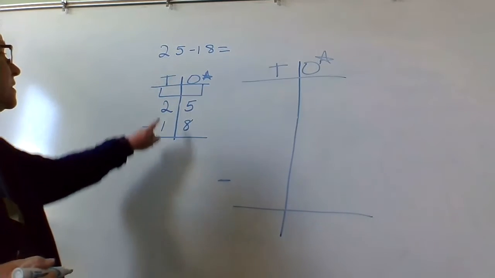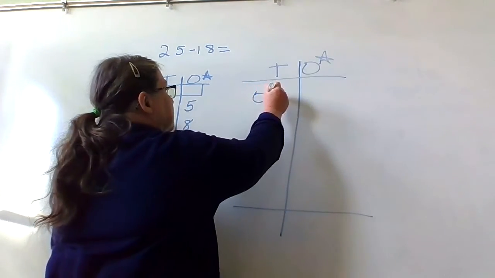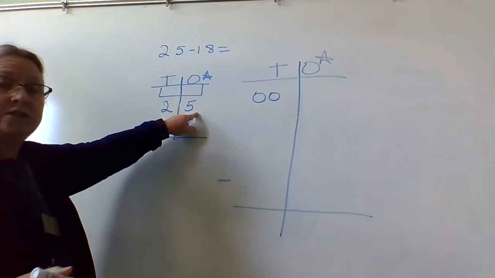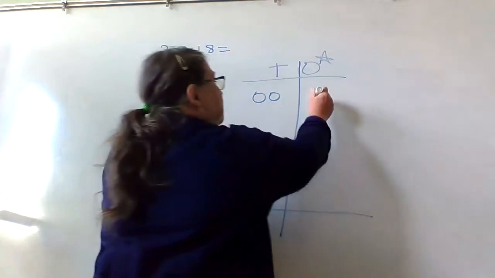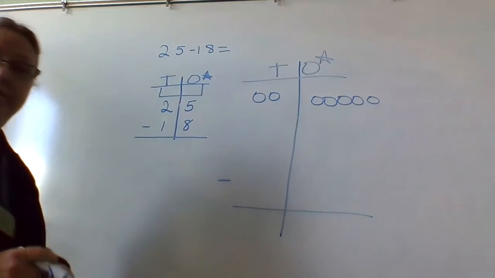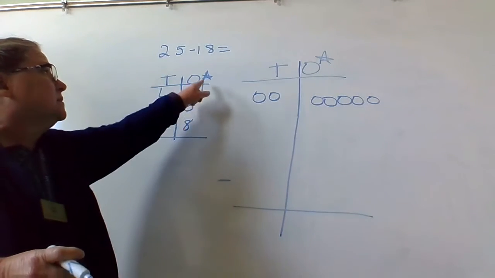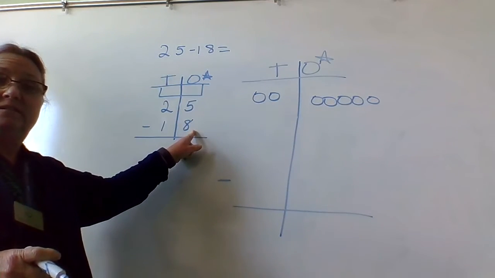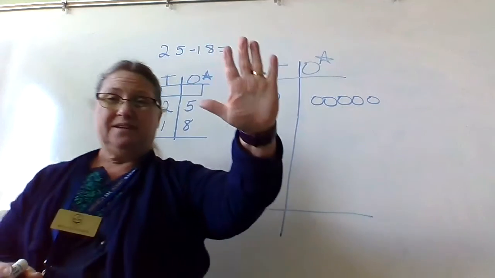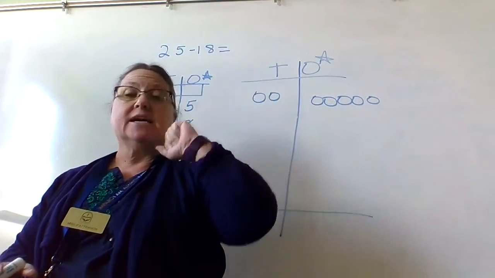Let's get some numbers. How many 10s do I have? I have 2. 1, 2. How many 1s do I have? 5. 1, 2, 3, 4, 5. Okay. I want to subtract 8. This is my 1s. There's my star. 8. Uh-oh, I have 5. Can I take 8 from 5? I sure can't. I can't do that.